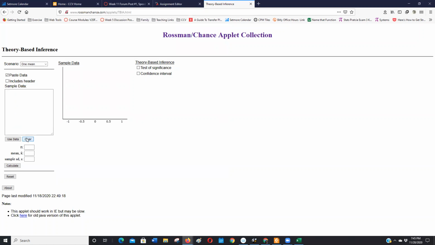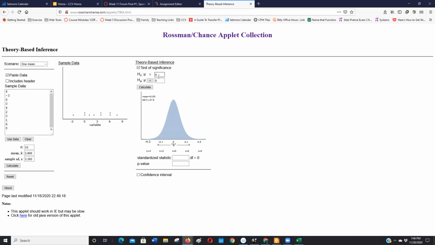I'm going to clear what's in there and click paste. Notice I did one mean because we're doing a one sample t-test basically. So I use the data. We're going to do a test of significance. We're trying to test that's a right tail test. So then we click calculate. There's the test statistic. There's the p-value.